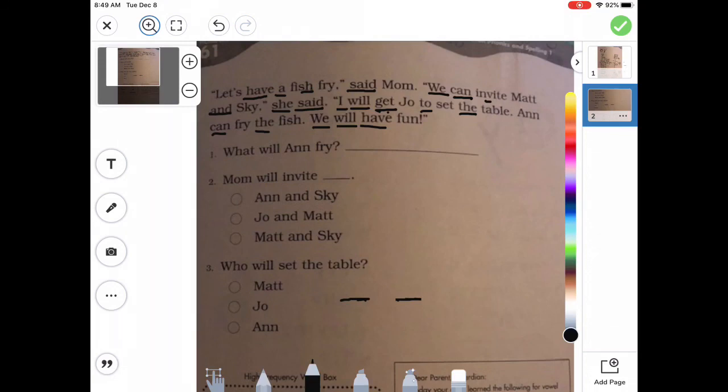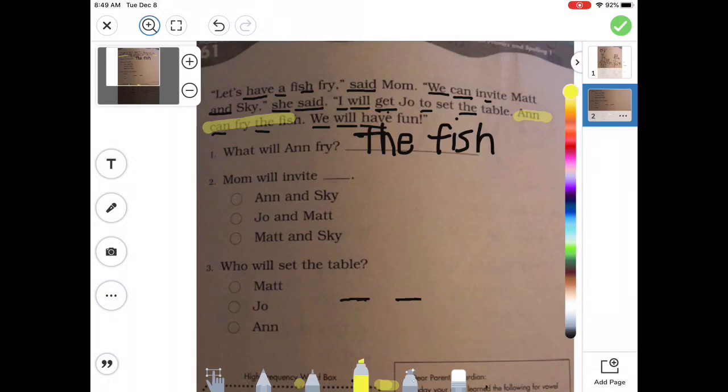We will have fun. So what will Anne fry? Let's see if we can find our answer. That's right. It says Anne can fry the fish. So I'm going to put the fish. Very good. Okay, Mom will invite.